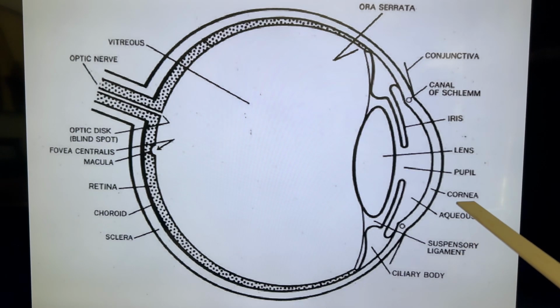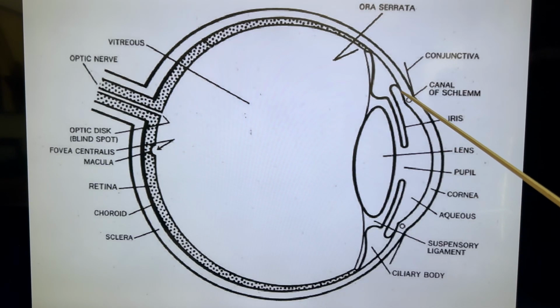After that, we have the cornea, right in here. The cornea is the only transparent tissue in the body. It is the front, bulging part of the eye. Its curvature provides the major refraction or focal strength of the eye. Then we have this whole area filled with aqueous humor. Aqueous humor is a watery fluid filling the anterior chamber of the eye. It provides some nutrition for surrounding parts.